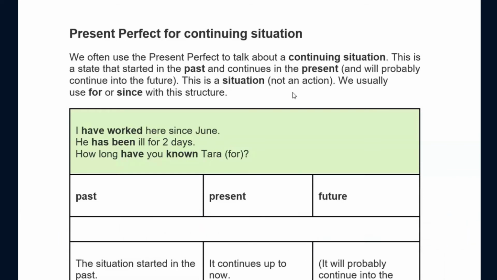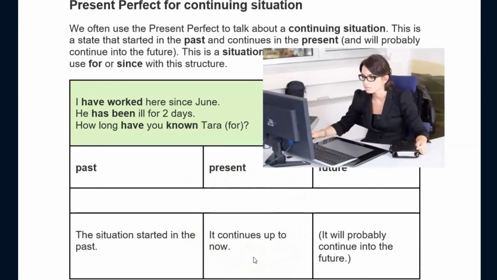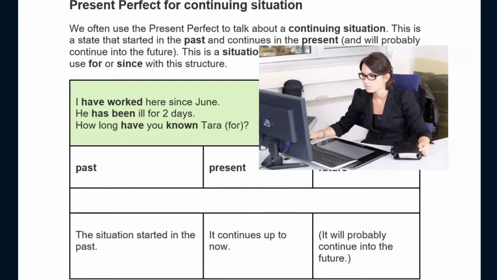So like a job. Let's look at the example here. I have worked here since June. So what happened in the past? Well, you got hired in the past. The situation started in the past. They said, welcome to the company. You are now still at the company. You have a job, thank goodness. So it continues up until now, and you hope you will continue to have a job in the future.